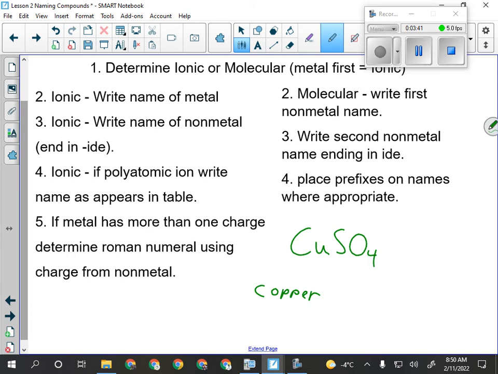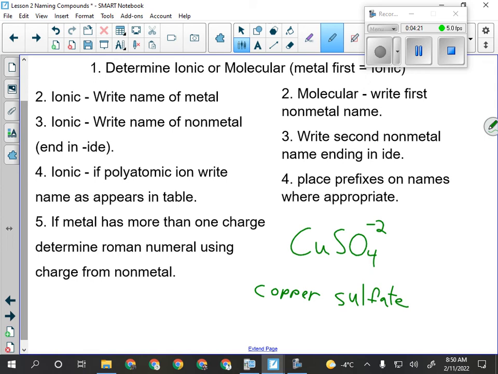So I go down to: if it's a polyatomic ion, write the name as it appears in the table. SO4 is sulfate. I don't change it to "ide." I write it as it appears in the table. Does this one need a Roman numeral? Yes, copper can be a 1+ or a 2+. So I use the nonmetal, in this case my polyatomic ion, to determine the charge on copper. According to my table, sulfate is a 2-. How many sulfates are there?